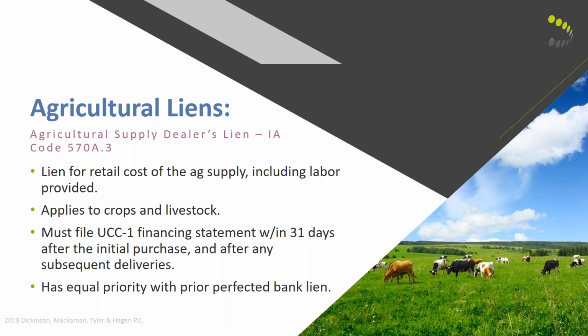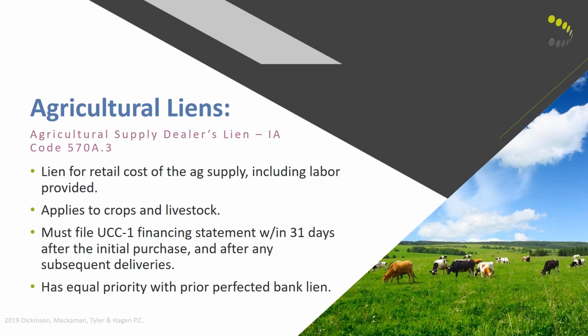As with the other agricultural liens, in order to perfect the lien that attaches at the time the agricultural supply is provided, the supplier must file a UCC1 financing statement within 31 days after the initial purchase, and I've added the language "and after any subsequent deliveries." Now, there again is another fairly recent change in the law, from a 2016 Iowa Supreme Court case. If you're a lender or a party that has not dealt with any issues with respect to ag liens in the last several years, there have been some changes. There was a split of authority in the courts as to whether an agricultural supply dealer was required to file a new UCC each time goods were delivered, or could simply rely on the UCC filed at the time of initial delivery.